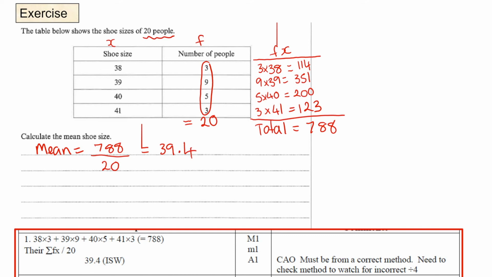To find out the mean, we divide that 788 by 20, which gives 39.4. Okay, so where are the marks allocated? You get 1 mark for showing that you're multiplying the frequencies by each of the shoe sizes, or for that 788. Then for dividing that 788 by 20, there's another mark, and then for that 39.4 is your 3rd mark. Okay, hopefully now you feel quite confident with that.